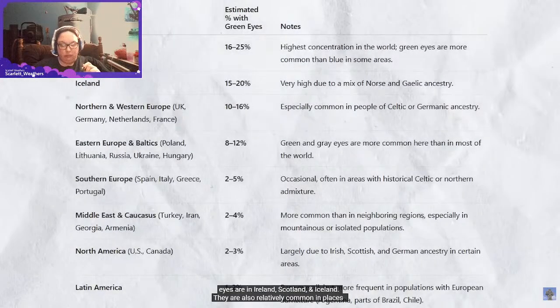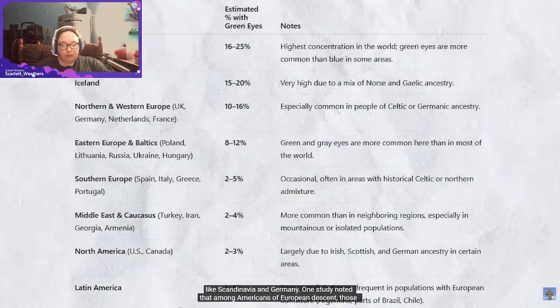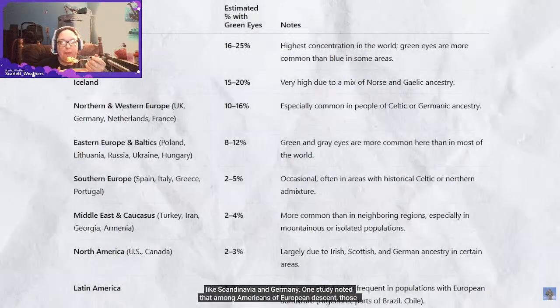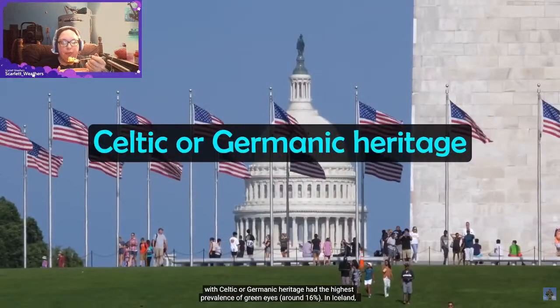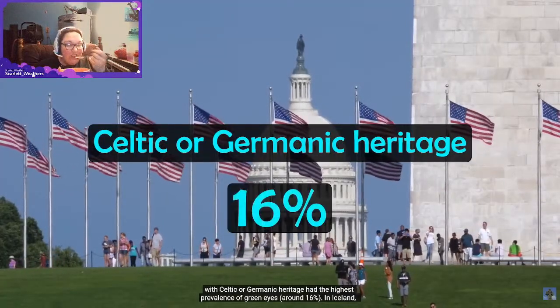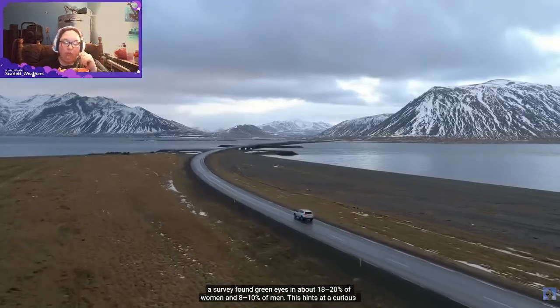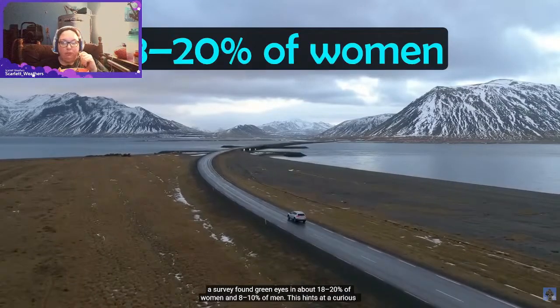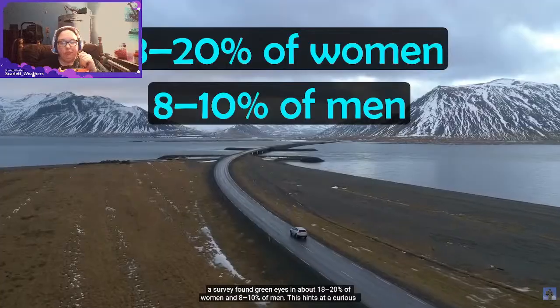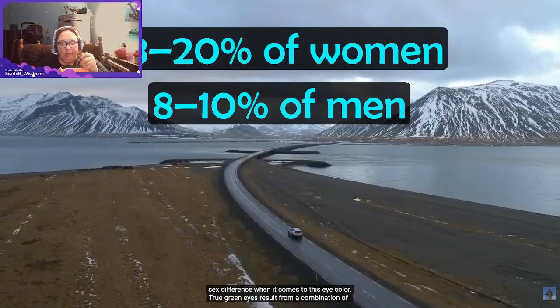They are also relatively common in places like Scandinavia and Germany. One study noted that among Americans of European descent, those with Celtic or Germanic heritage had the highest prevalence of green eyes, at around 16%. In Iceland, a survey found green eyes in about 18 to 20% of women and 8 to 10% of men. This hints at a curious sex difference when it comes to this eye colour.